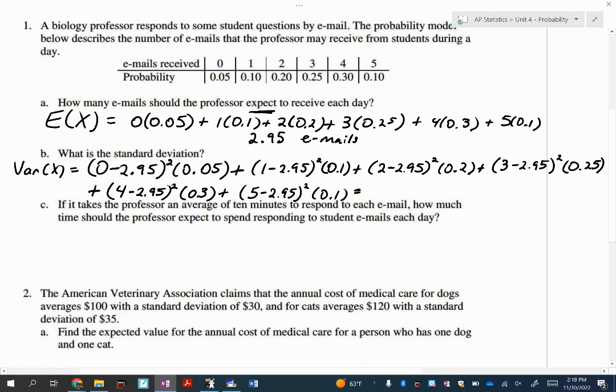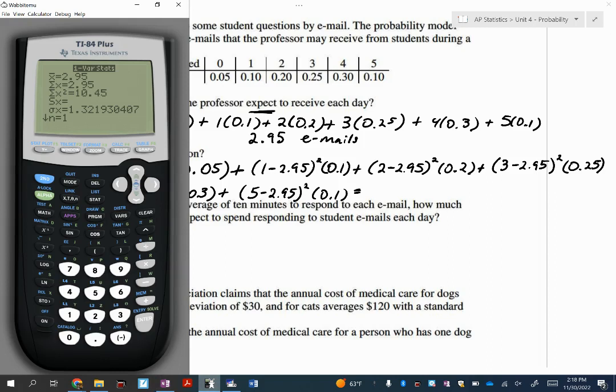All right, now, I know it took a while to write it all down. Hopefully you see the pattern here. It's just each time I'm doing the number of emails minus the average, minus the expected value, square that difference times the corresponding probability. Okay, now I know what this number is. Here's how I'm going to find it. In your calculator, you have the standard deviation, right? It's right there. So what I do is I'm going to square that number, okay?